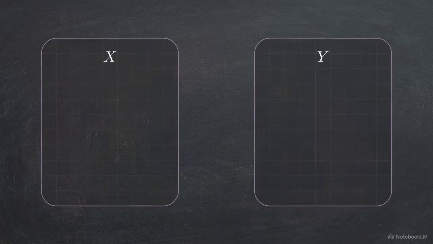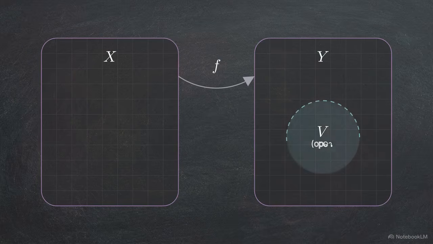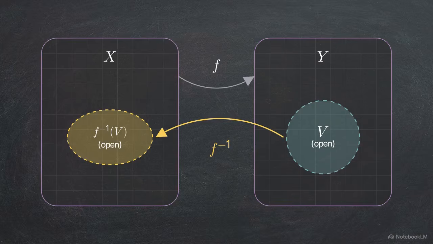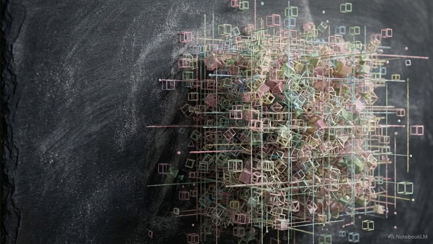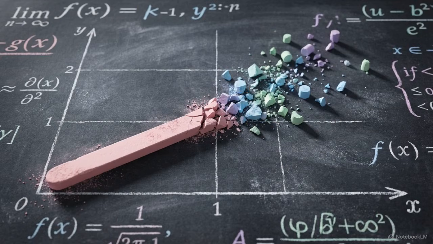For a function to be continuous, the inverse image of every open set in the target space must be an open set in the domain. When your target space is a finer topology, you have significantly more open sets to test. This reveals a counterintuitive reality of infinite spaces.